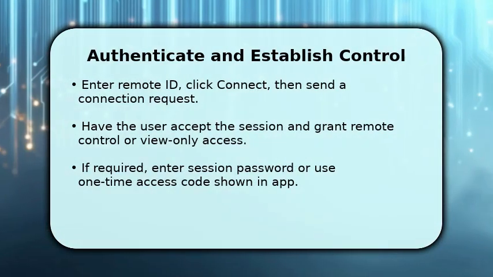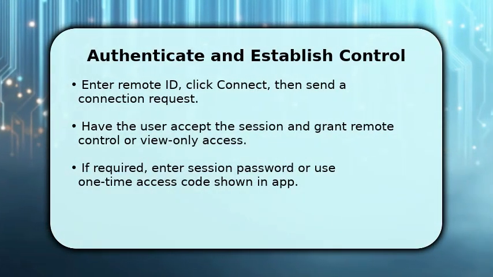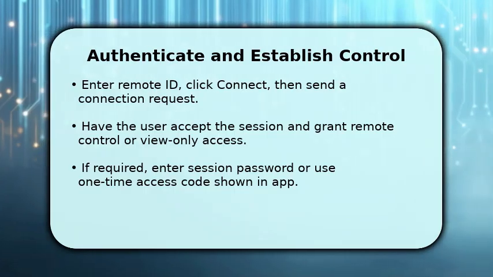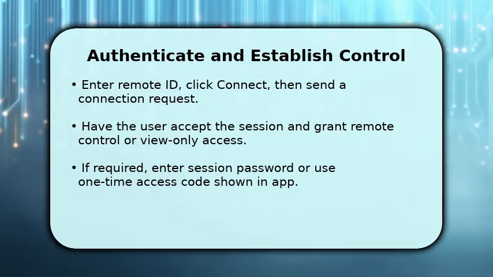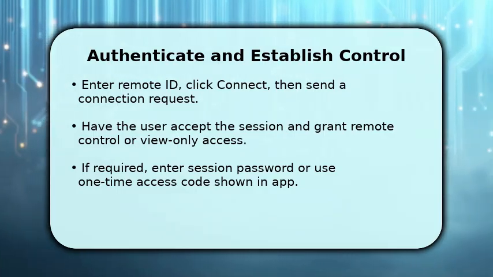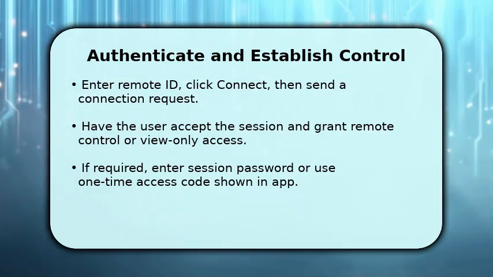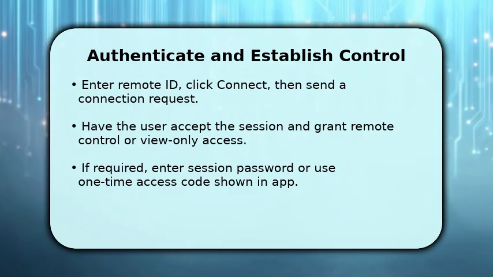Once connected to the ID, you must authenticate. Click Connect and send the request. The remote user will receive a prompt. Have them accept and choose whether to grant full control or view only. If the app uses a session password or one-time access code, enter it now. Make sure to read the prompt aloud so the user can confirm.